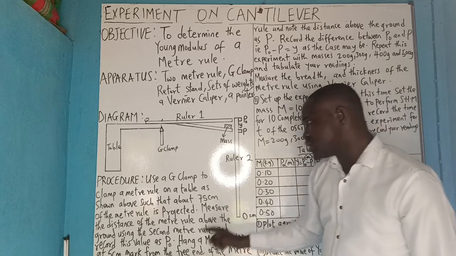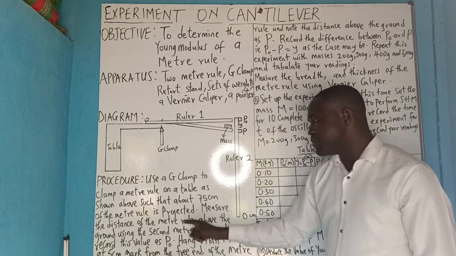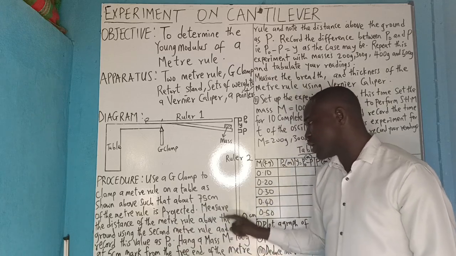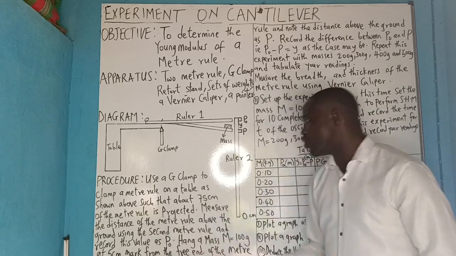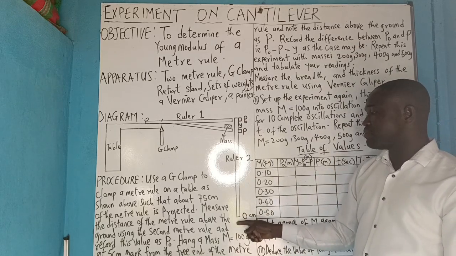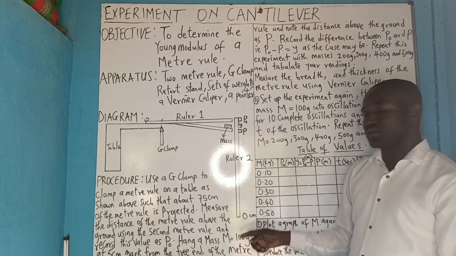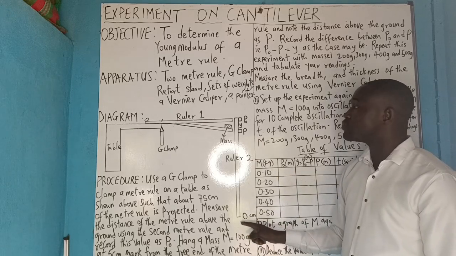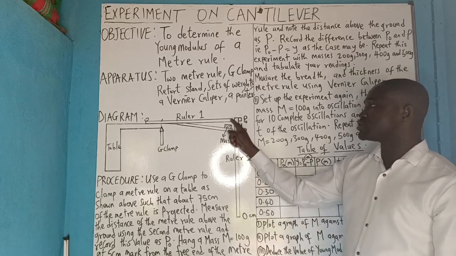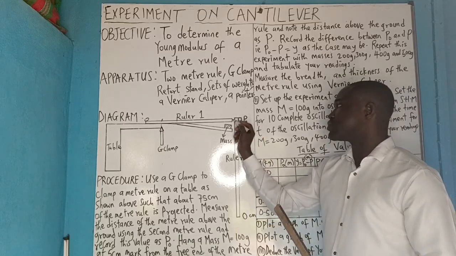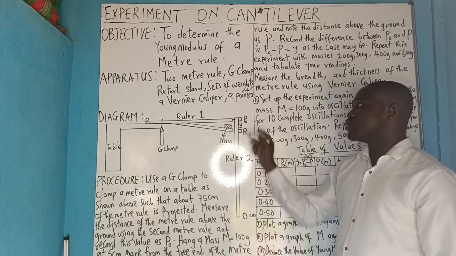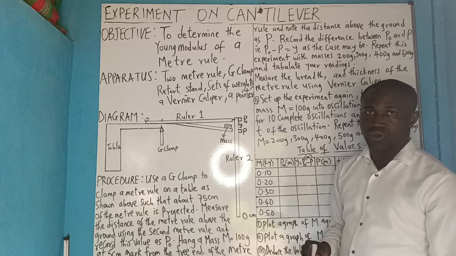Measure the distance of the meter rule above the ground using the second meter rule and record this value as P0. Now you keep another meter rule, the second one, vertically. This starts from 0. You measure this distance from 0 to this point, the height of this meter rule from the ground. Call it your P0.